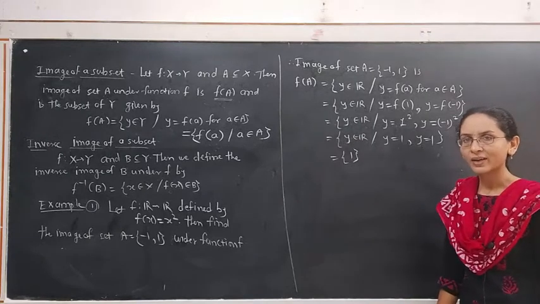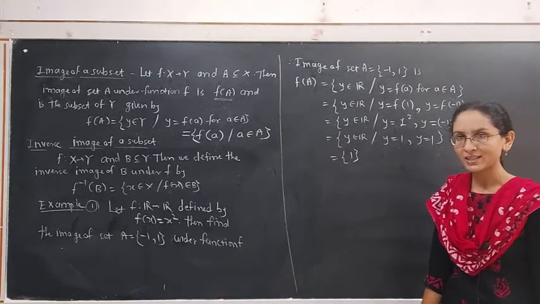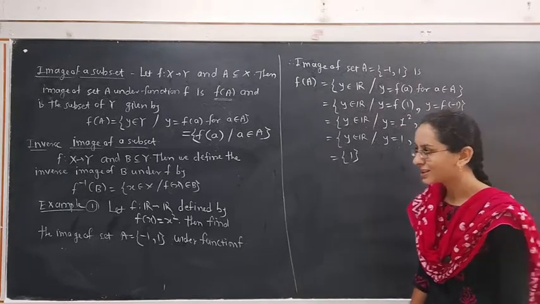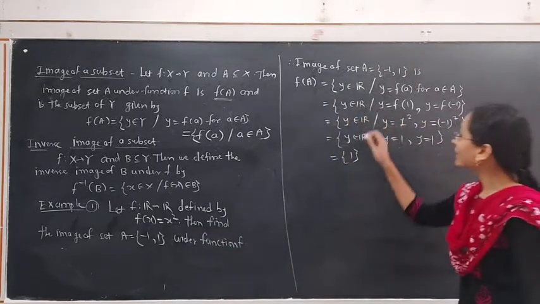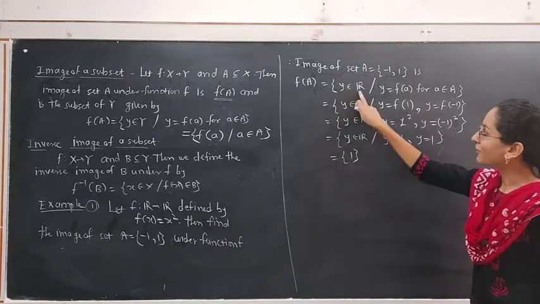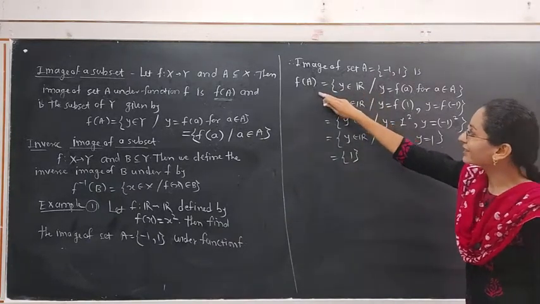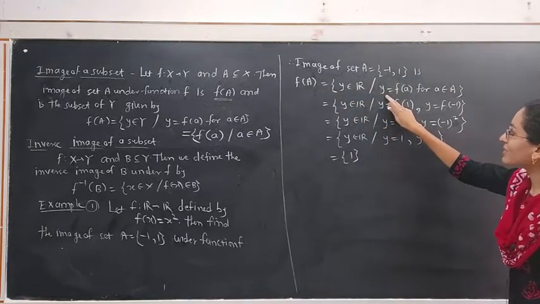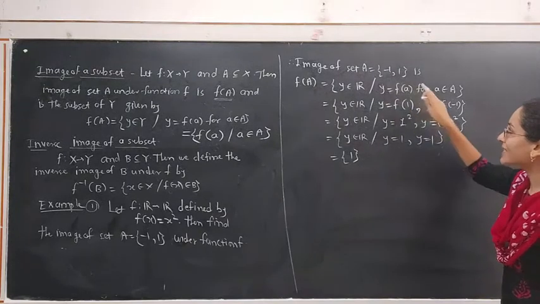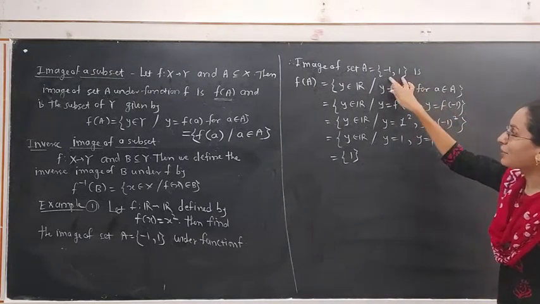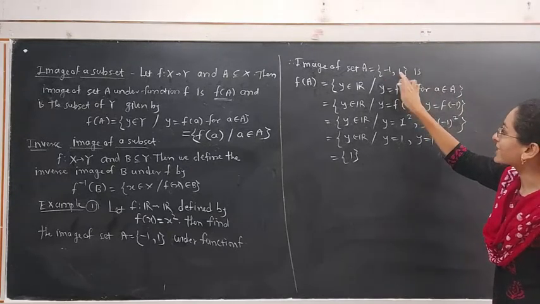What we considered? We considered the element of capital A set, and we used those elements in this function. This is a subset of the codomain set of f, that is, the set of real numbers. This set contains real numbers y satisfying the property y is equal to f of a, for a belongs to capital A. But capital A contains only two elements, minus 1 and 1.